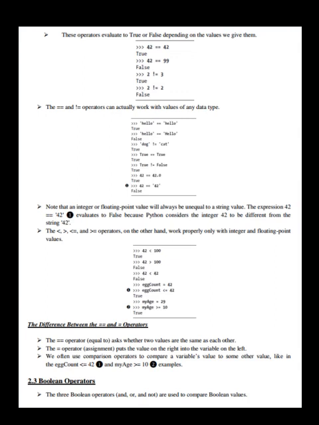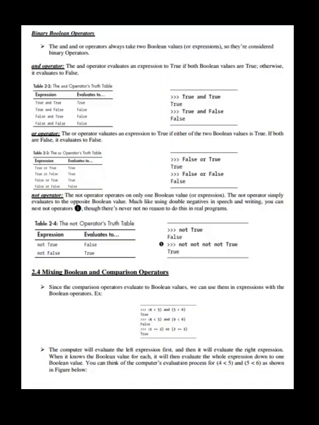Examples. Boolean operators. The three Boolean operators, and, or, and not, are used to compare Boolean values. Binary Boolean operators. The and and or operators always take two Boolean values or expressions, so they are considered binary operators. And operator. The and operator evaluates an expression to true if both Boolean values are true, otherwise it evaluates to false. See the tables here.